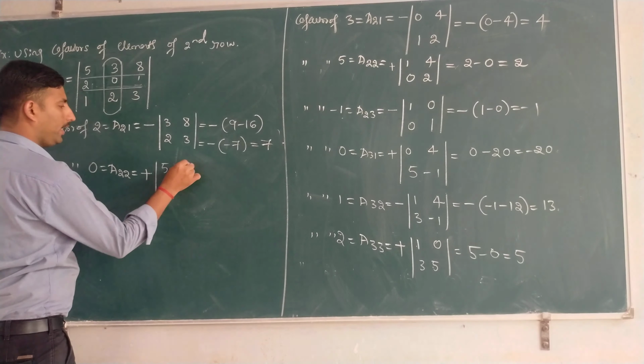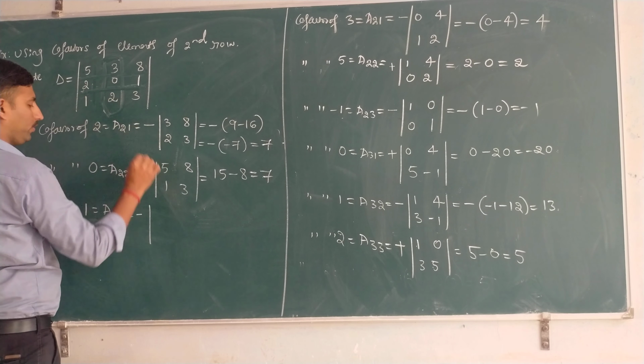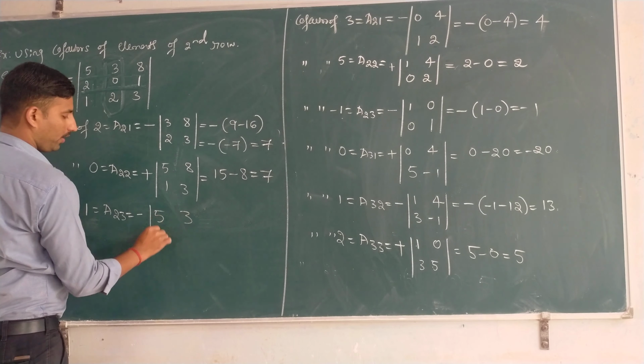The position sign is minus. What are the elements? This row is cancelled out. The remaining are 5 2, 8 1. 5 into 1 is 5, 2 into 8 is 16, so minus of (5 minus 16)... the cofactor A23 becomes minus 7.